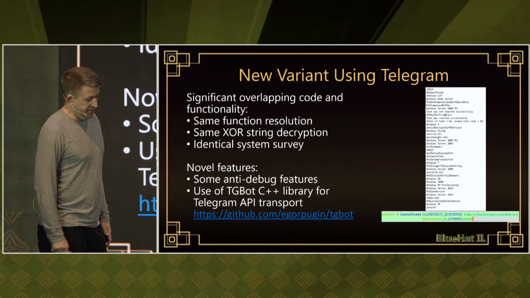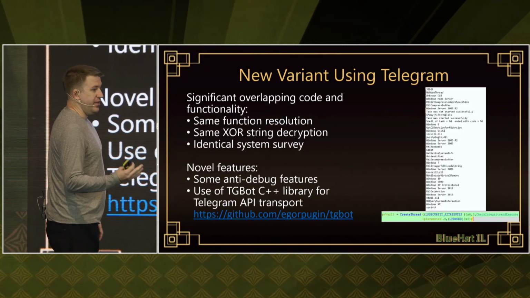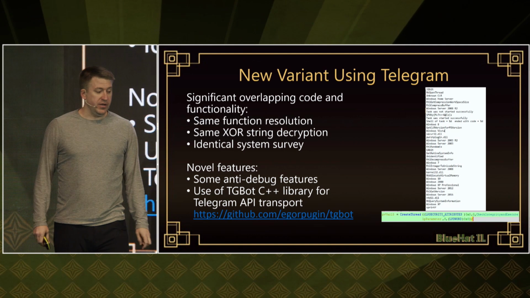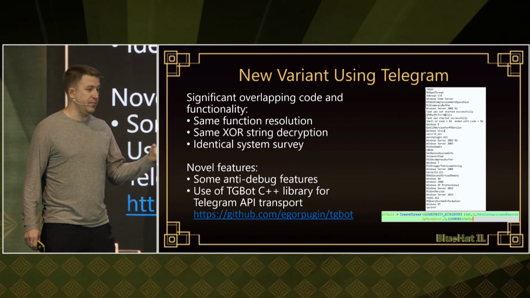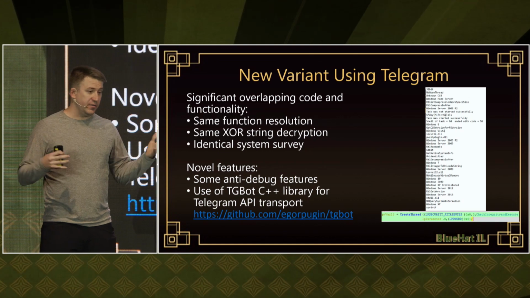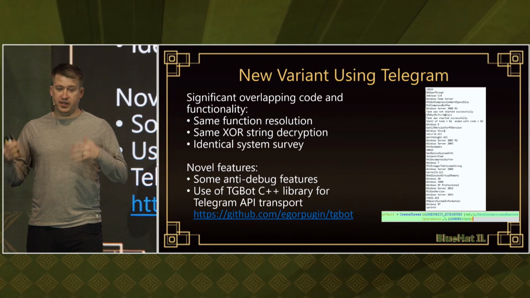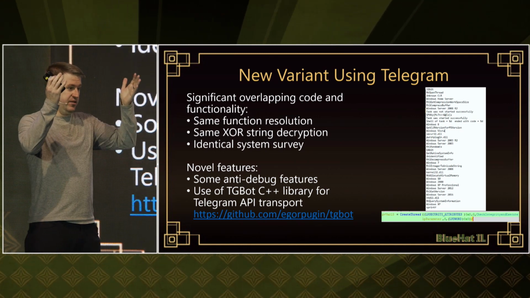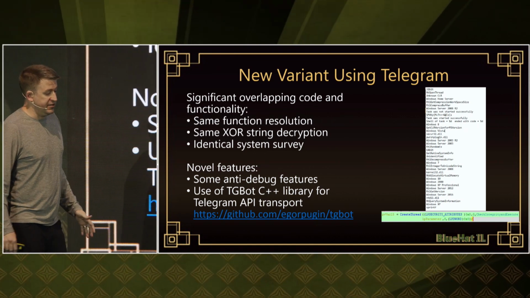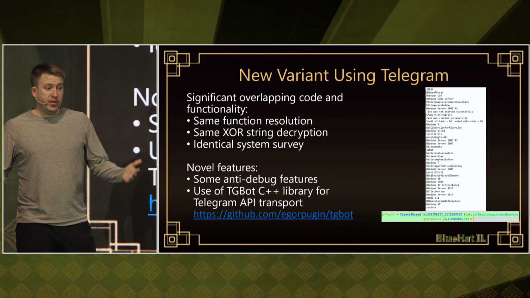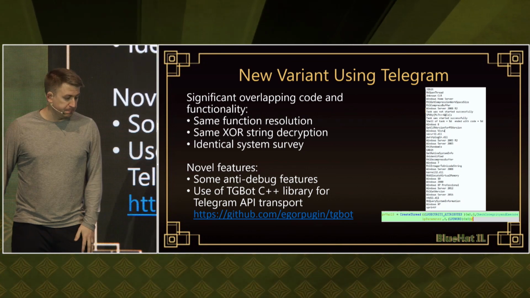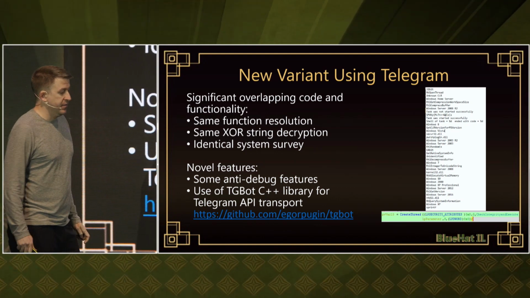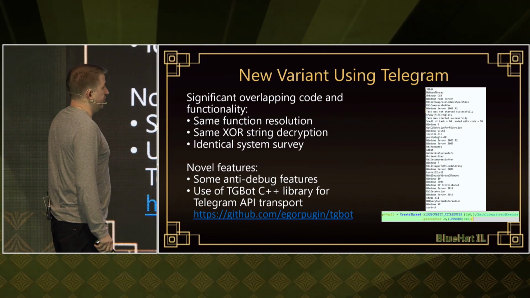It's nice. Now, this new variant over Telegram, why do we think this is still FusionDrive? Like, why are we still using the same name? Well, it's almost literally an exact code copy. It uses the same functional resolution, uses the same XOR stream decryption routines, uses the same exact system survey code and routines, the same exact functions. They literally ripped out the part where there's OneDrive, and they dropped in a new library, the tgbot C++ library, to implement a new transport entirely over Telegram. So overall, it is basically the exact same thing as FusionDrive, just slightly shifted for the convenience of the attacker.